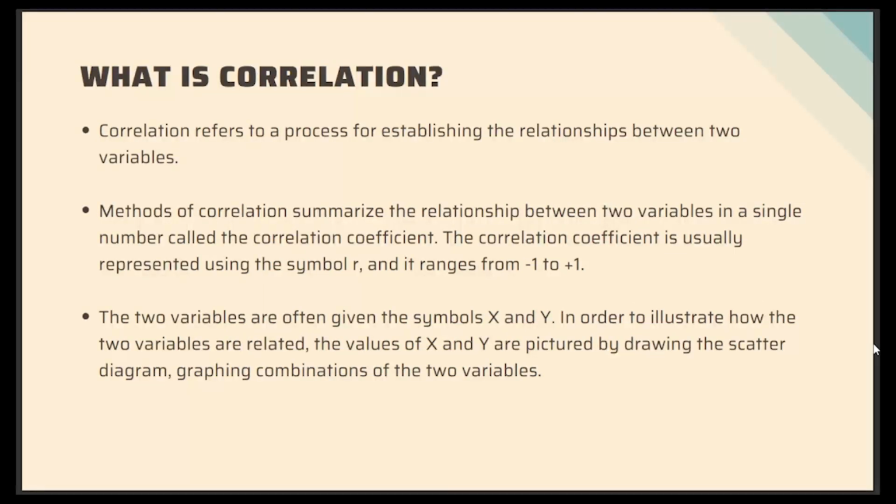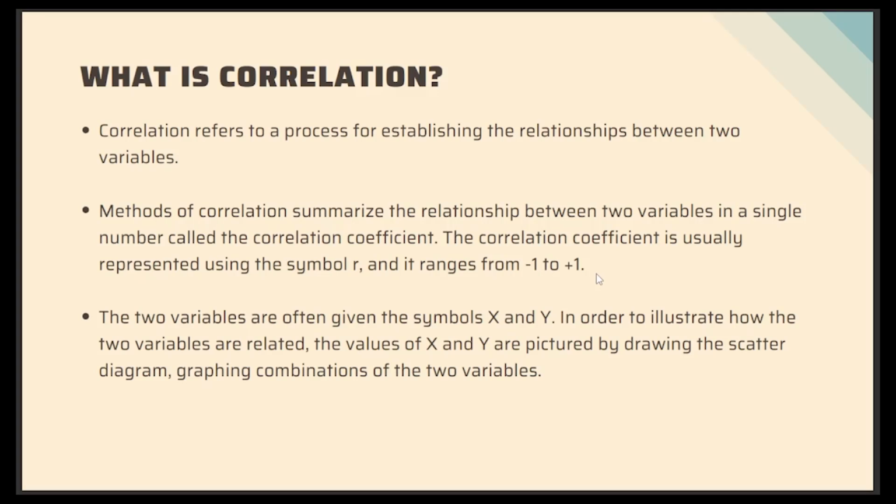So basically, correlation refers to a process for establishing the relationships between two variables. And correlation assumes that the relationship is always linear, and it summarizes this relationship using a number called the correlation coefficient, which is represented as R, and it ranges from -1 to +1. So from this you can understand that the correlation can be negative as well as positive.